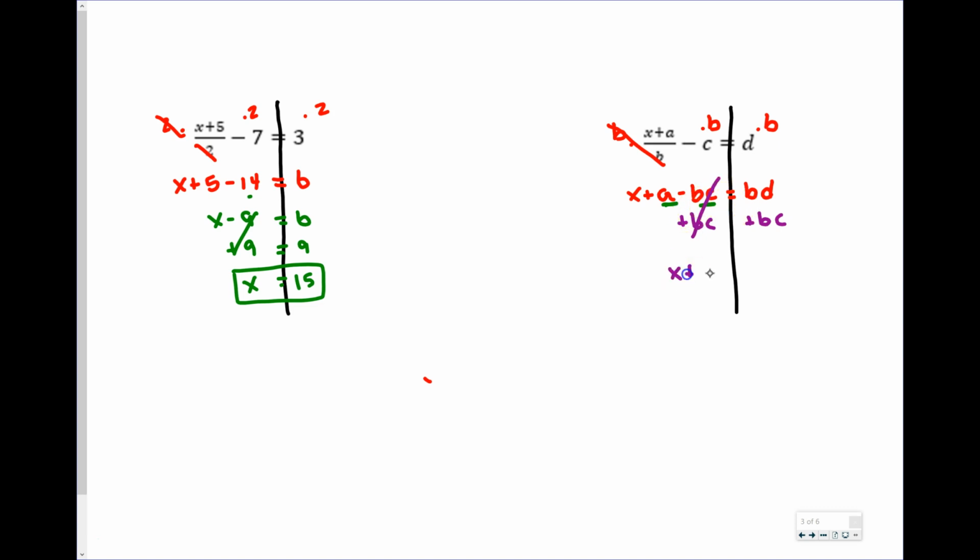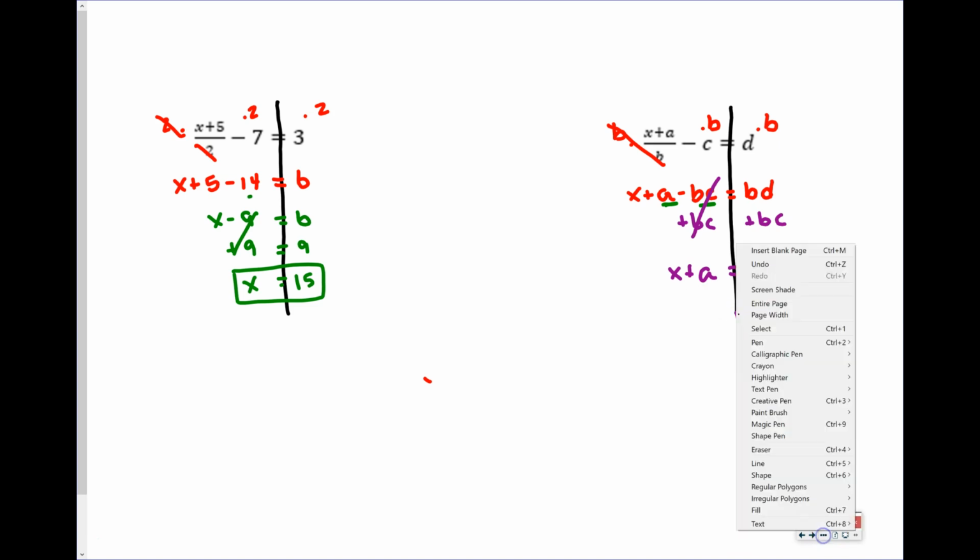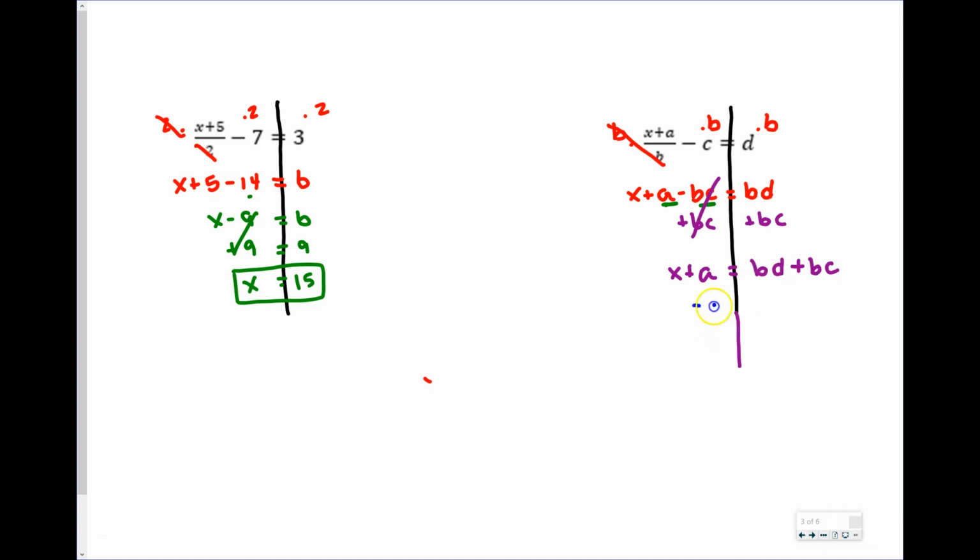So I'm going to get x plus a, because that's what's left over, equals, now bd and bc are not like terms. So I just have to write them, bd plus bc. And then the last thing I have to do for my last step is to subtract the a. Let's use a different color here. These cancel, and I get x equals bd plus bc minus a.